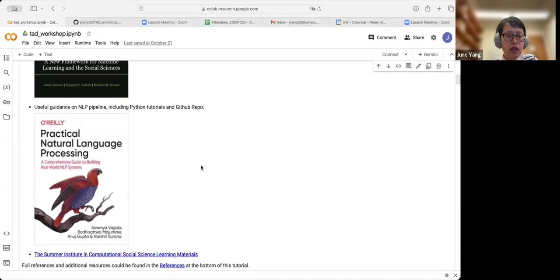Another book that I want to introduce to you all here is called Practical NLP. It's a more technical book, which focuses a little bit more on the NLP computer science perspective, but it's open source, and it contains a GitHub repository where you can go ahead and play with its code as you learn. So it's also a great resource.